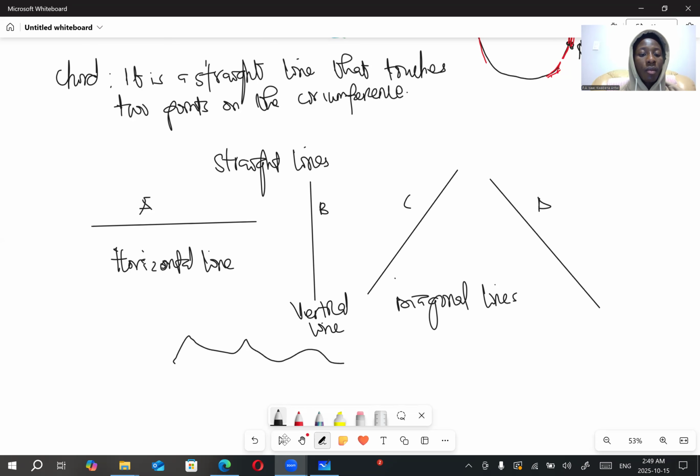Okay, so horizontal line, vertical line, then diagonal lines, yeah.